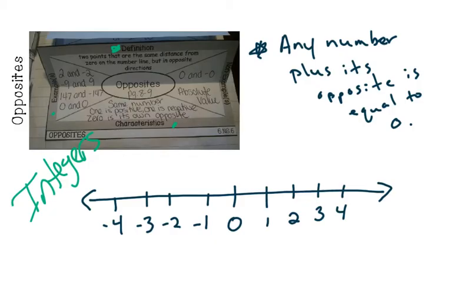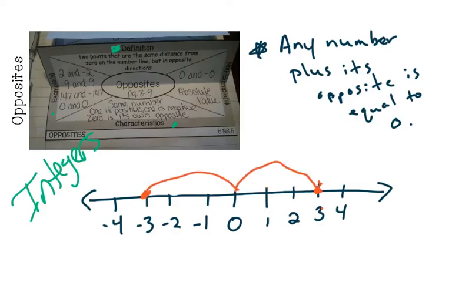So let's do an opposite on the number line here. If I have a positive 3, that is 1, 2, 3 units to the right of 0 on the number line. And then a negative 3 is 1, 2, 3 units to the left of 0. So you can see that 3 and negative 3 are opposites of each other. They're both the same distance from 0 on the number line.